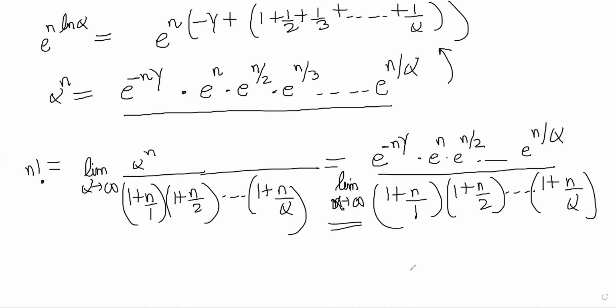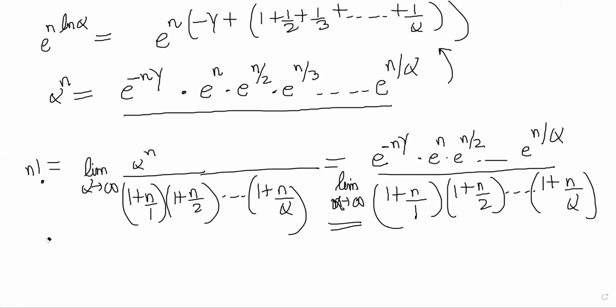So now think about it. You already know there is a standard limit, e power x by 1 plus x, as x tends to 0. That limit is 1, right? But right now the x is not tending to 0, x is n actually. So we have to be a little careful here. So I will do one more step here.